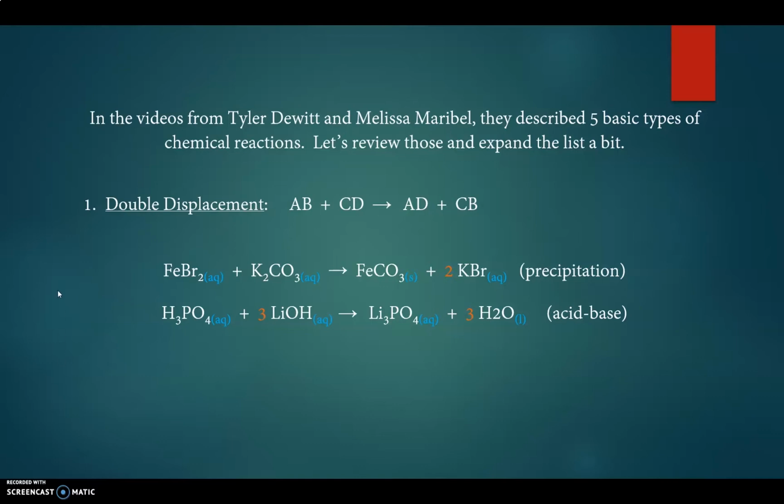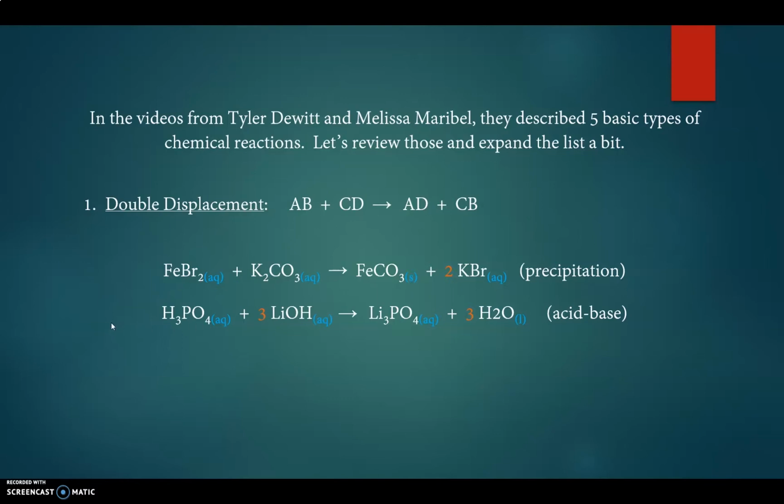So the first one that they talked about and that we did in class was double displacement, which has your basic AB plus CD type of format. And there's 2 different types of double displacement reactions that we talked about. The first one is precipitation. So if one of the products is a solid in the reaction, then we have a precipitation reaction.